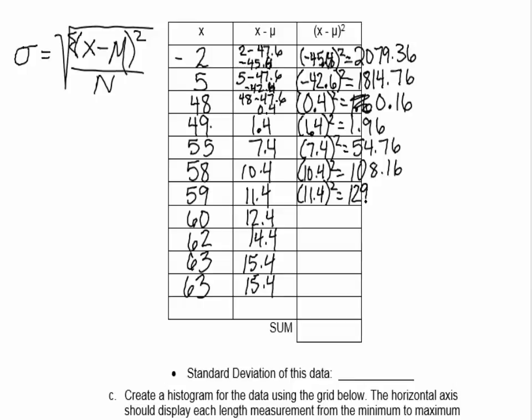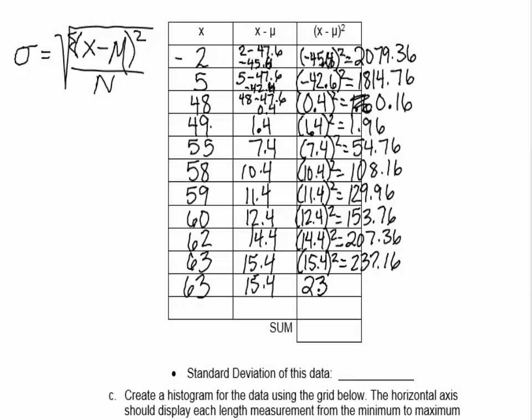Okay. Jack, 12.4 squared. Yep, 153.76. Erica, 14.4 squared. Yep. And Blake, last one, 15.4 squared. Yep. And guys, you need to write that down twice. You need that for both of the last two.